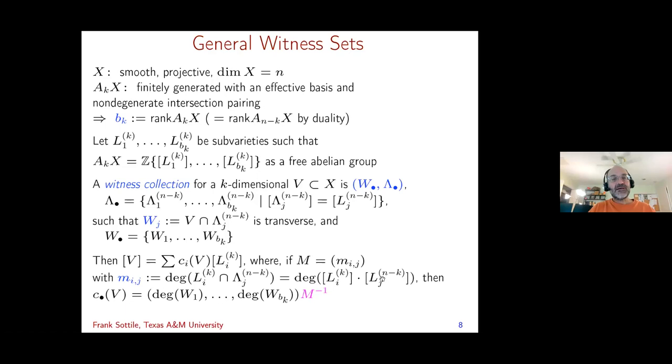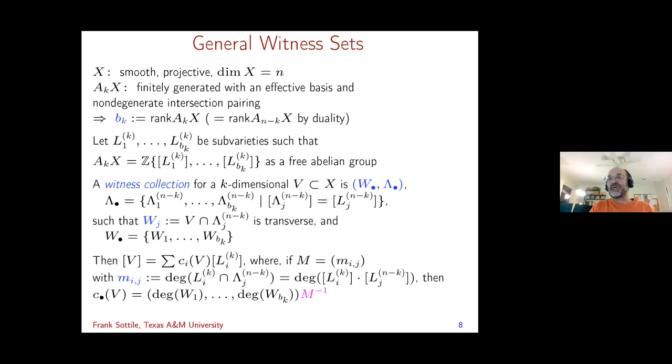And if you take the degrees of the elements of the witness set and multiply by the inverse of M on the left, you get these coefficients c. So this explains how you can recover V from a witness collection using intersection data. Okay, there's actually quite a lot here, going from projective space or even multi-projective space to general witness sets.